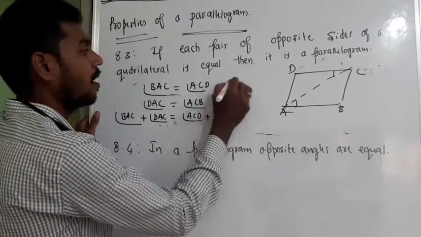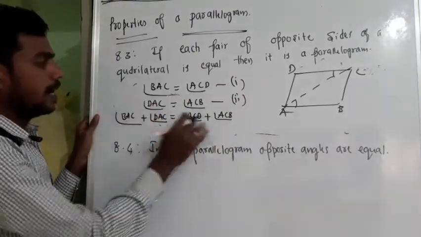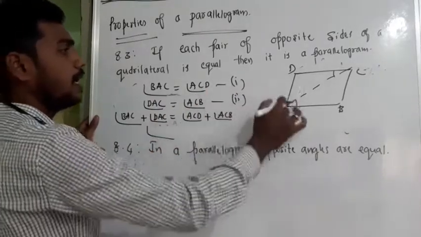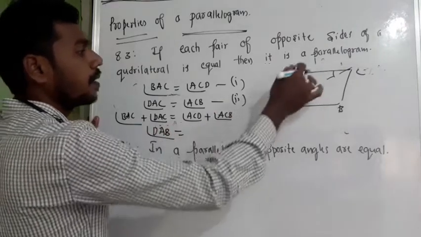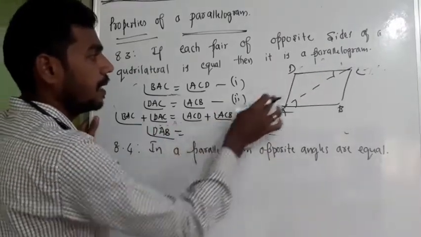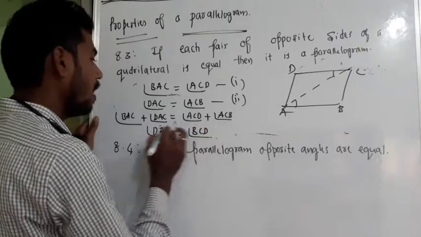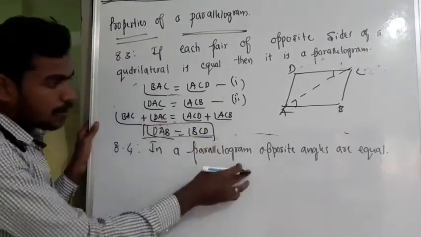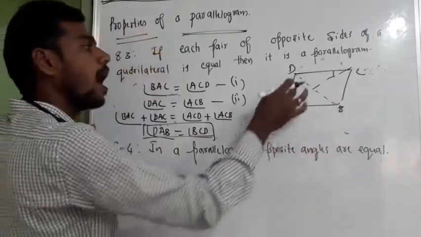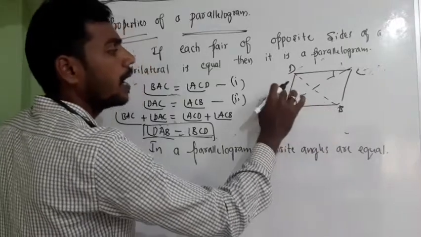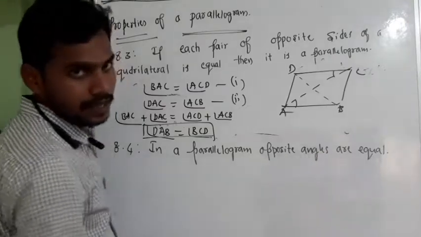Can I write? If I call it equation 1 and 2, I'll add both the equations, left hand side and right hand side. So DAC plus CAB will be equal to DAB, which is equal to ACD plus ACB. ACD plus ACB is equal to BCD. See, what I can conclude, in a parallelogram opposite angles are equal. Even if you draw this, similarly we can prove angle D is equal to angle B and angle A is equal to angle C. We proved it. So in a parallelogram opposite angles are equal.